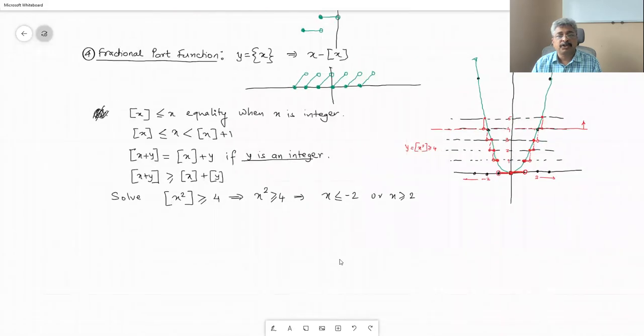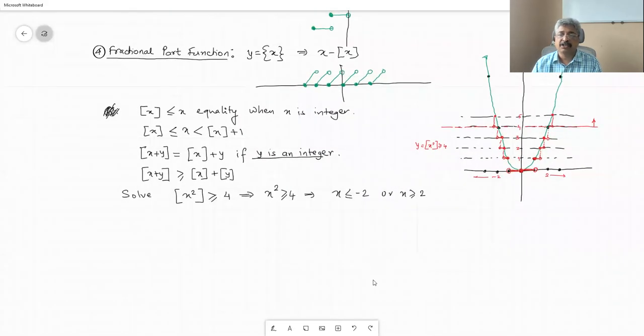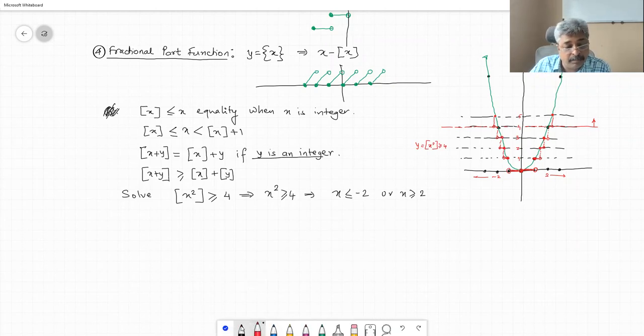So the steps: draw the original function, draw horizontal lines at integer points on the y-axis, make the intersections of those horizontal lines with the curve dark circles, and from that dark circle go down. Till you reach the next integer line, make it hollow. I think it will work for you every time.